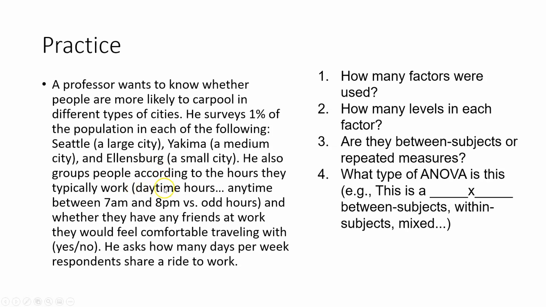They're not working both daytime and odd hours. They're not forced to swap between them for the purpose of the study. So again, between subjects there. And they either do or don't have friends they can commute with. It's not that they're forced to give up their friends halfway through the study or forced to make new friends halfway through the study. They just either do or they don't. So again, between subjects. So we could say that this is a 3x2x2 between subjects ANOVA.